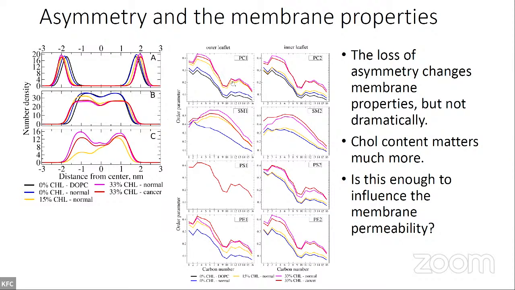Then if you look at the ordering of the lipid tails, these are the plots of the lipid order depending on the carbon number in the tail. You can see that again, if you go from normal to cancer with the same cholesterol content, there is some difference, but not that much. But if you go to lower cholesterol contents, all the curves are dramatically different. So the loss of asymmetry changes these membrane properties, but not dramatically. Cholesterol content matters much more. So the question is: is it enough to influence the membrane permeability, to change the asymmetry itself?